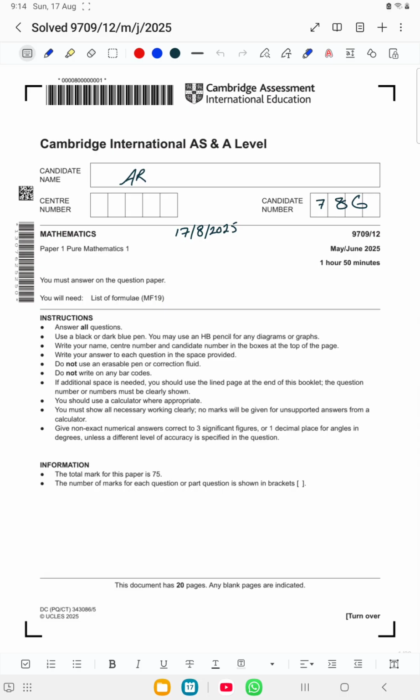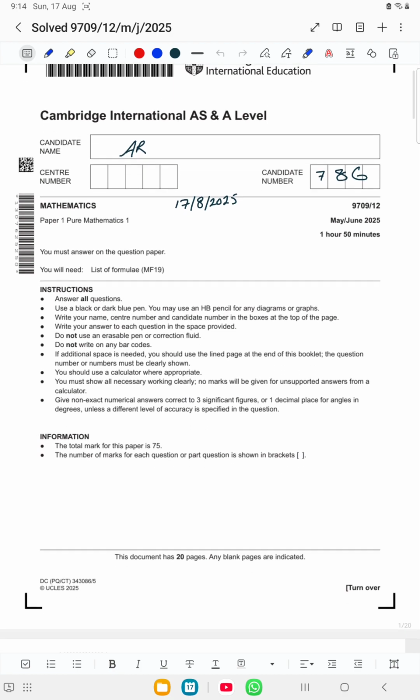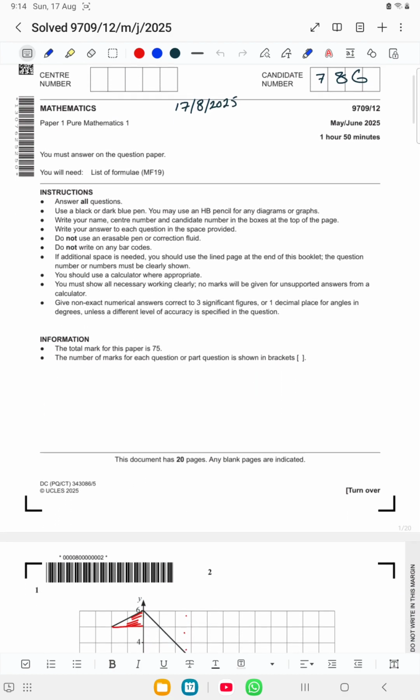Guys, today I have solved the paper which you attempted for May June 2025. Course variant is 9709/12. So here it is solved for you, for the questions starting from 1. This is the title page of the exam paper. It's May June 2025.